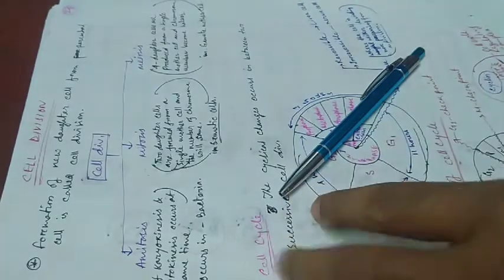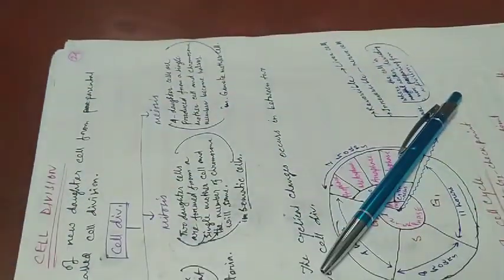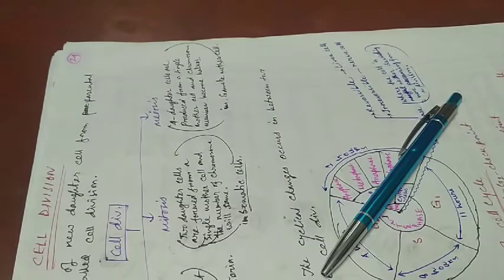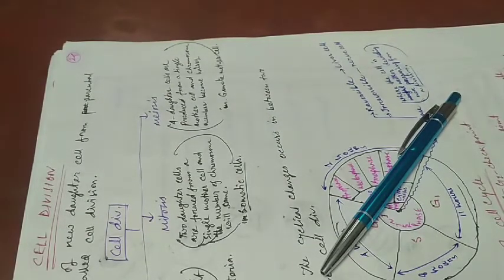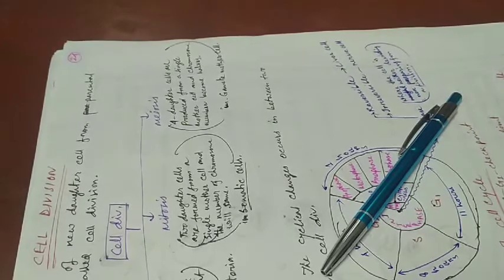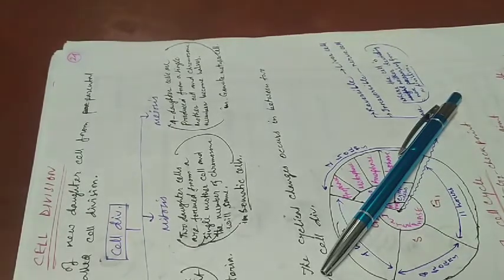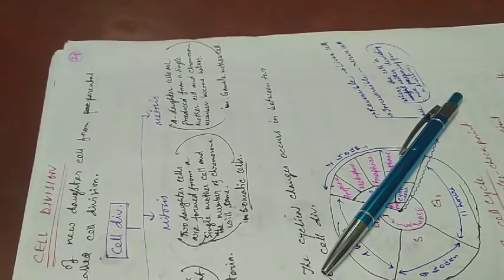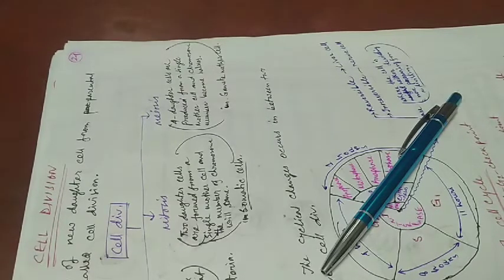Another kind of cell division is meiosis. If four daughter cells are produced from a single mother cell and the chromosome number becomes half, it is called meiosis cell division. It occurs in gamete mother cells at the time of gamete formation only.